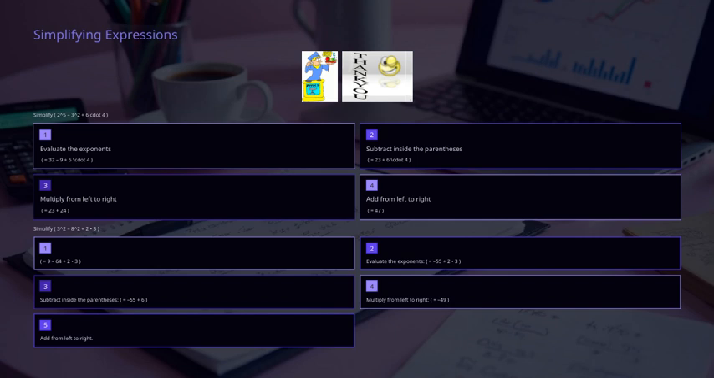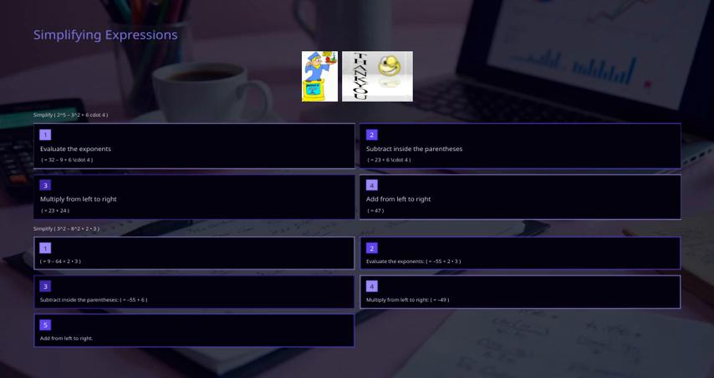Now, let's look at the second expression, 3 squared minus 8 squared plus 2 times 3. Again, we start with the exponents. 3 squared is 9, and 8 squared is 64. So the expression becomes 9 minus 64 plus 2 times 3. Next, we handle the multiplication. 2 times 3 equals 6. Our expression is now 9 minus 64 plus 6. Doing the subtraction first gives us negative 55 plus 6. Finally, we add and get negative 49.